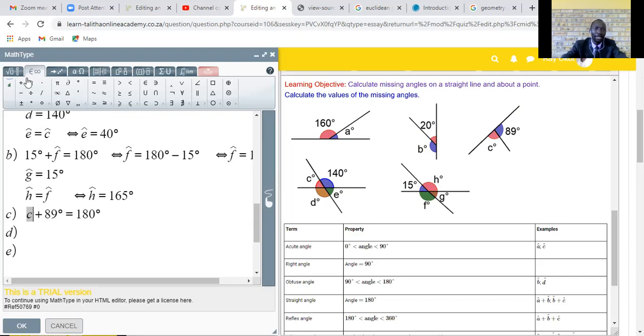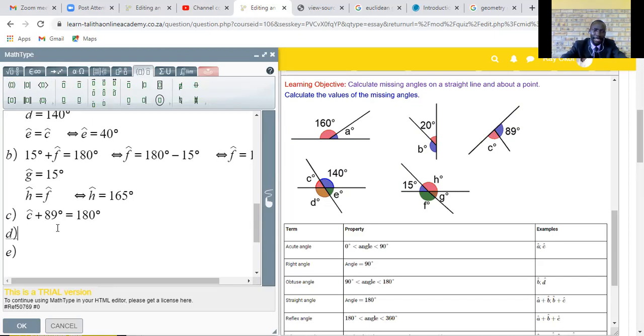How do we then calculate the value of angle C? Well, the value of angle C will be calculated when we move 89 degrees from the left-hand side to the right-hand side. And that will give us the next step in the solution.